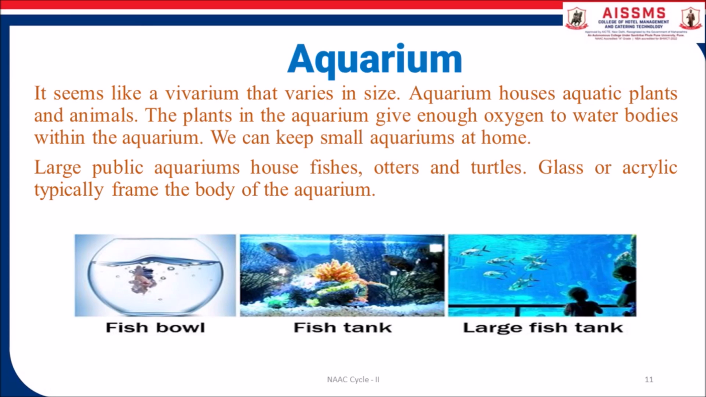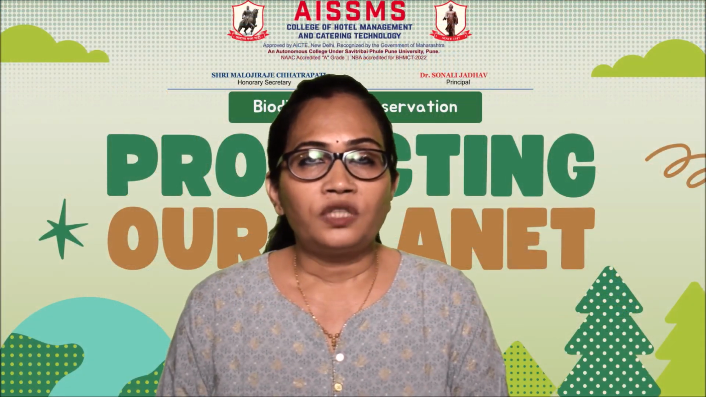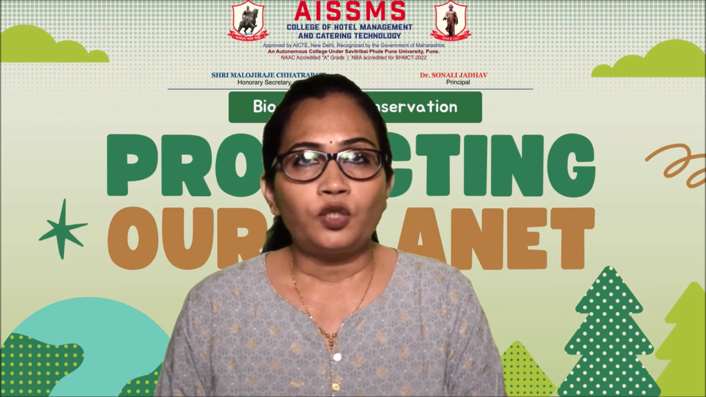Glass or acrylic typically frames the body of the aquarium. Fish tanks are the cuboidal aquaria and fish bowls are the oval or bowl-shaped aquaria. An aquarium requires high maintenance and an aquarist must be skilled in operating its components. The filtration system, air diffuser, pump and thermostat are the components of an aquarium. These were the methods of ex situ conservation.